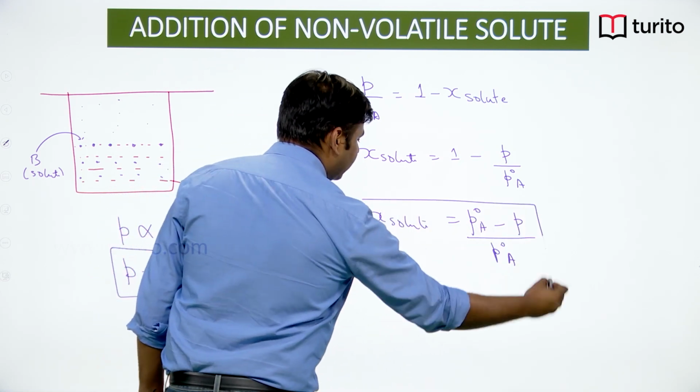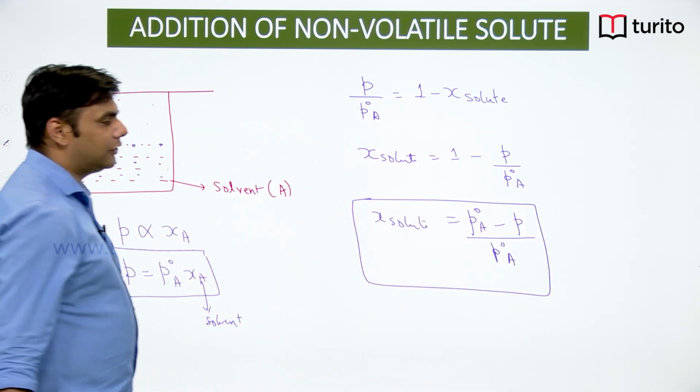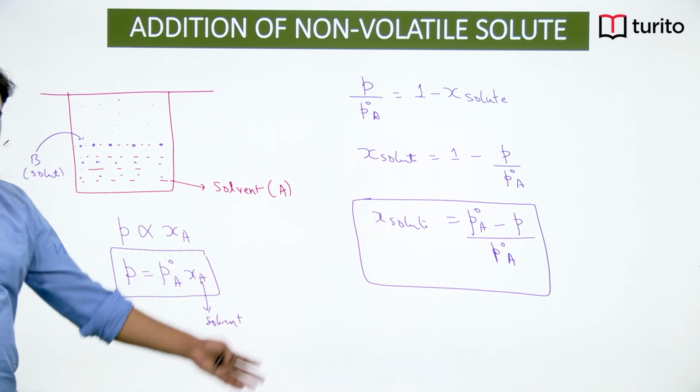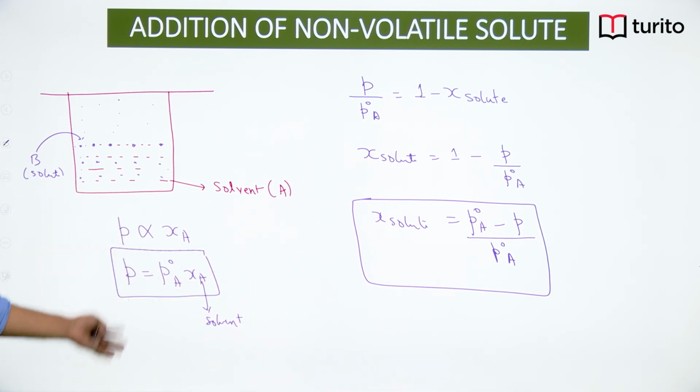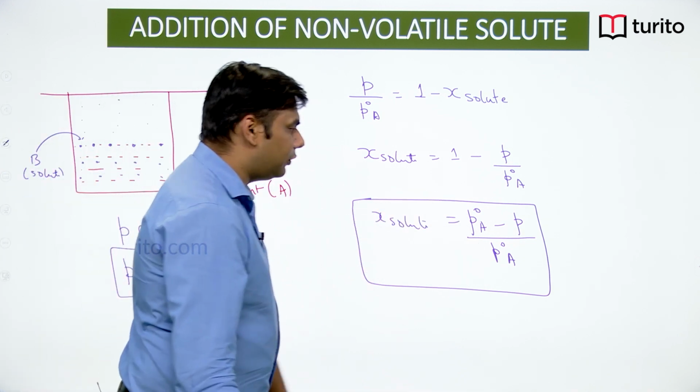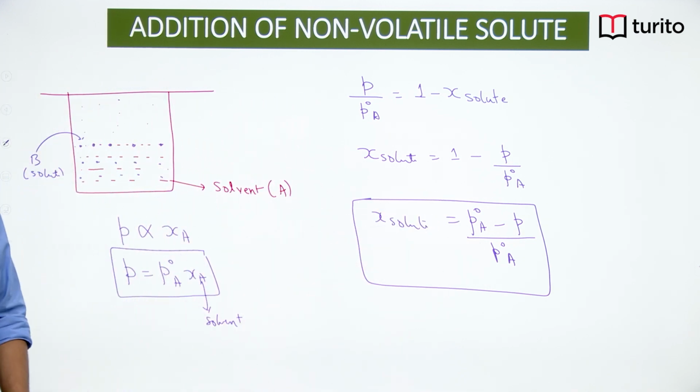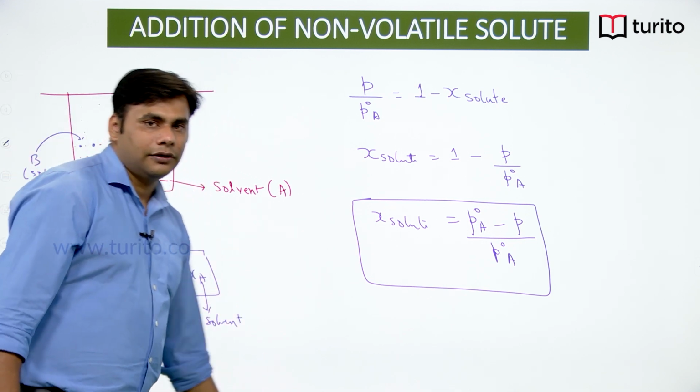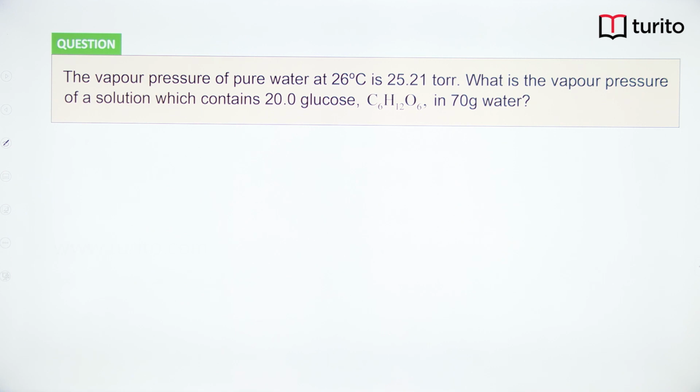P naught A was the pressure of pure A, and P was the vapor pressure when a non-volatile solute has been added to it. So P naught A minus P represents the lowering of vapor pressure when the solute has been added, and when you divide by the vapor pressure of pure A, it becomes the relative lowering in vapor pressure. We have already derived this. So now let's solve this question.